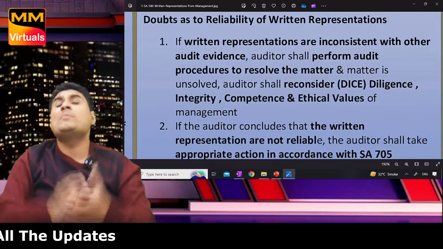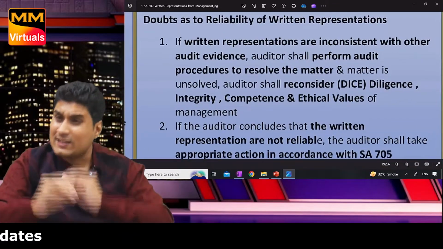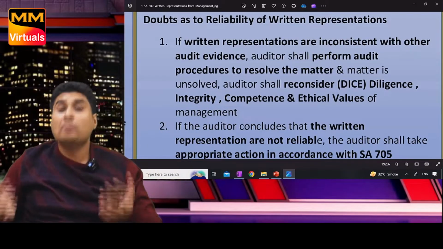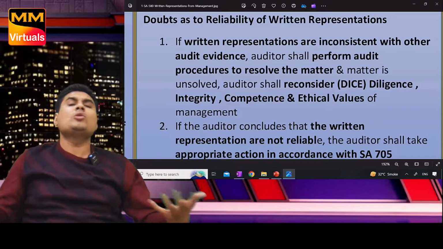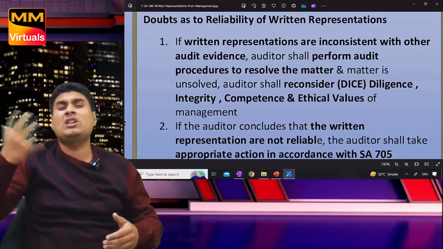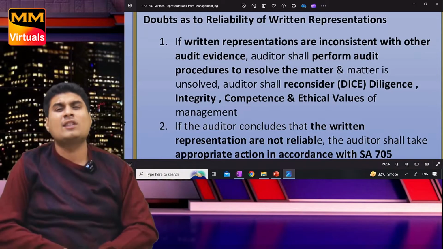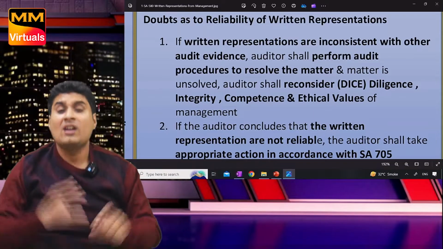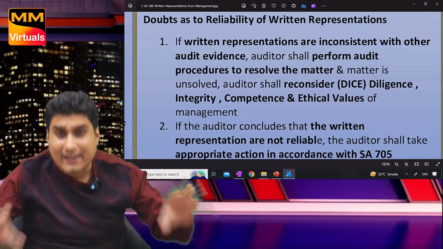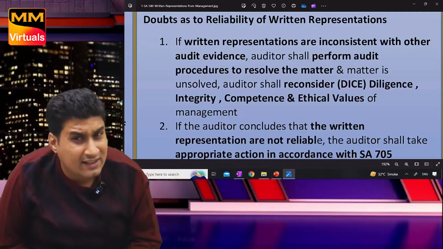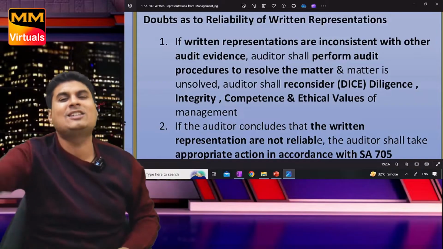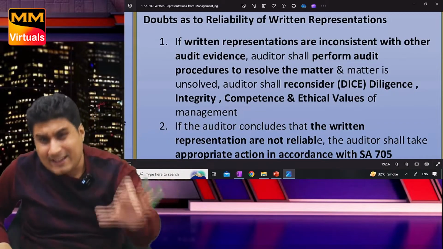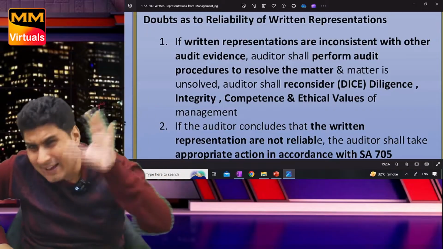Now two more questions. Doubt regarding reliability of written representation. If there is doubt regarding reliability of written representation, they are saying there is no impairment loss, but you found impairment loss. What will you do? We will do other audit procedures to find out the actual impairment loss, and tell them to correct. But if they don't correct, we will re-evaluate. We will tell them, please show the impairment loss. This entry has come. But if they don't correct, we will re-evaluate the DICE of management. DICE, you understand? We play dice. Okay, we will understand the diligence, integrity, competence, and ethical values of the management.